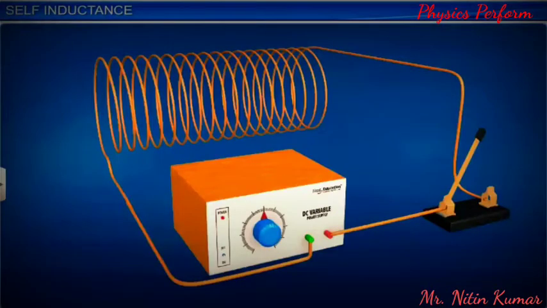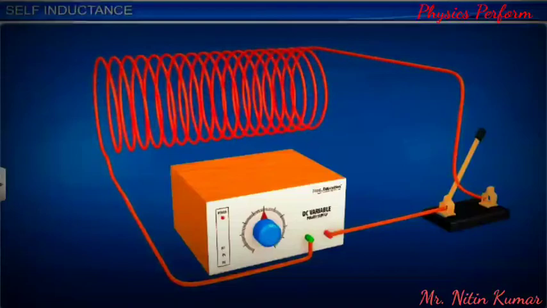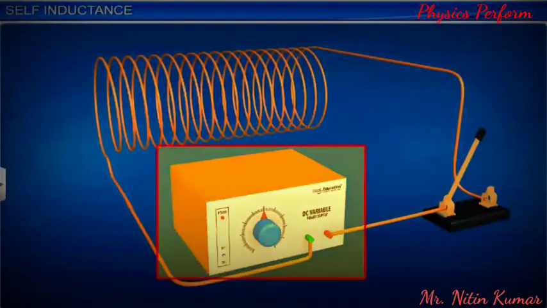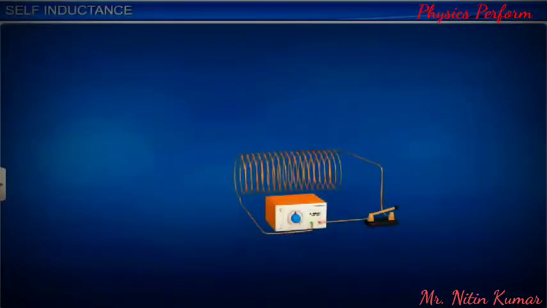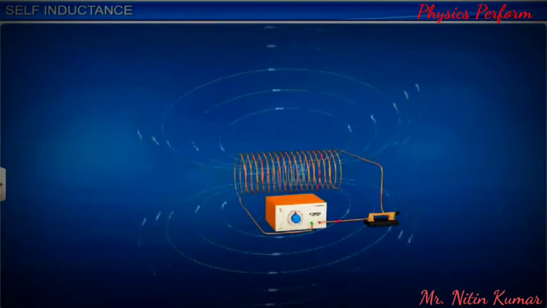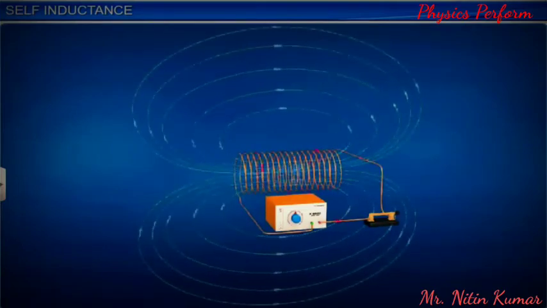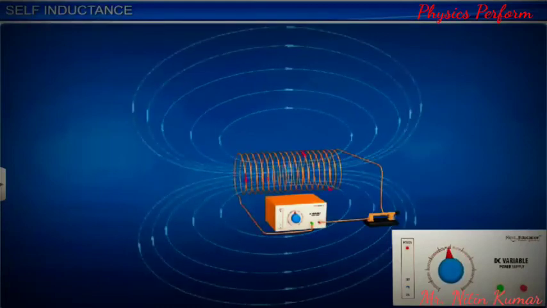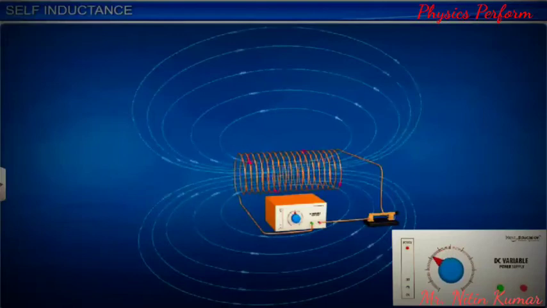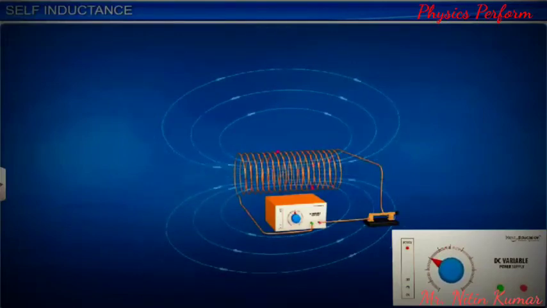Consider a circuit consisting of a coil having n number of turns connected to a source of EMF in which current can be varied with time. When the source current is in the direction shown, a magnetic field directed as shown is set up inside the coil. When the source current changes with time, the magnetic flux through the coil also changes and induces an EMF in the coil. This phenomenon is called self-induction.